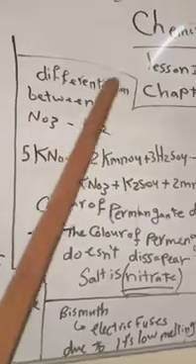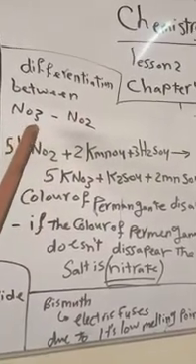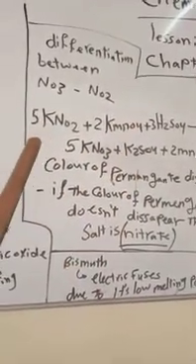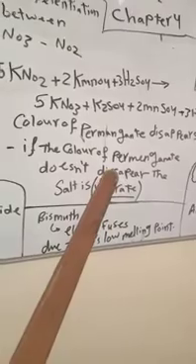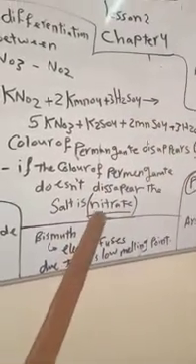Here we can differentiate between nitrate and nitrite by using potassium permanganate. Potassium nitrite and potassium permanganate and sulfuric acid give us potassium nitrate and potassium sulfate and manganese sulfate and water. The color of permanganate disappears in the case of nitrite, but the color of permanganate doesn't change or disappear in the nitrate. The permanganate color is violet. The violet color of permanganate disappears with nitrite but doesn't disappear with nitrate.